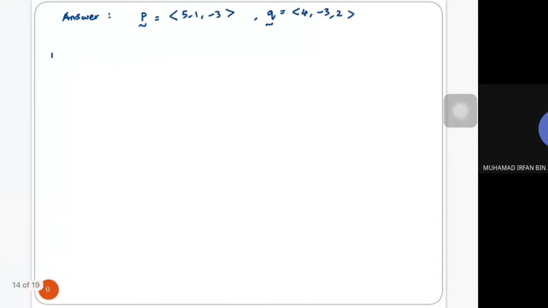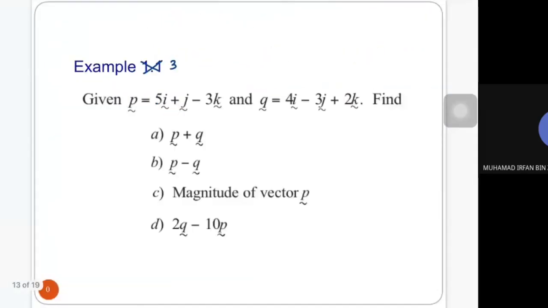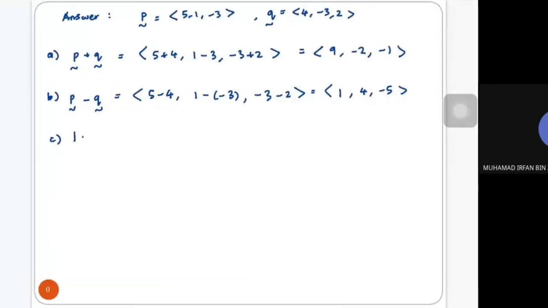Question number A, P plus Q: 5 plus 4, 1 minus 3, negative 3 plus 2. So you will get 9, negative 2, negative 1. And then B, P minus Q. So your answer is 1, 4, negative 5. Number C, the magnitude of vector P: 5 squared plus 1 squared plus negative 3 squared, then square root, 25 plus 1 plus 9 square root. You will get square root of 35.